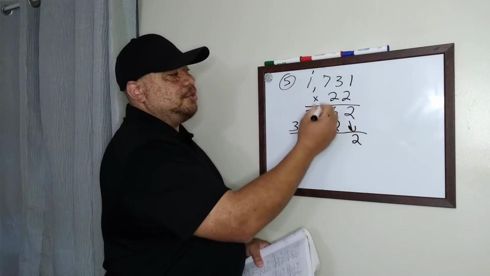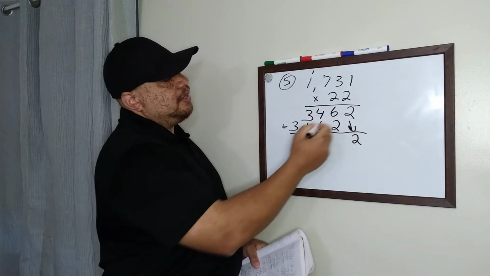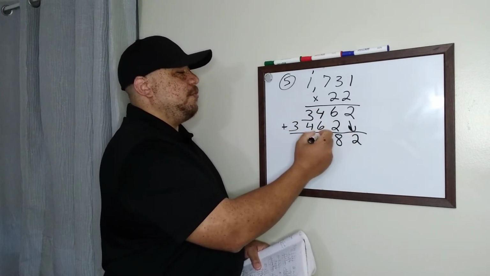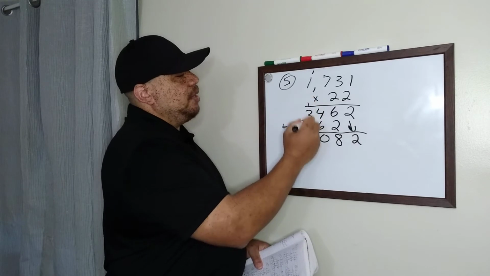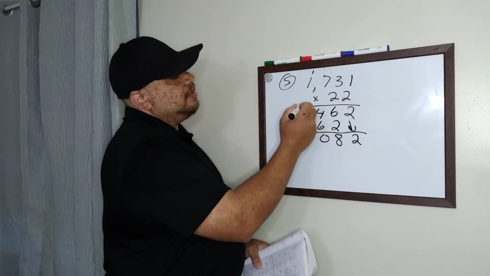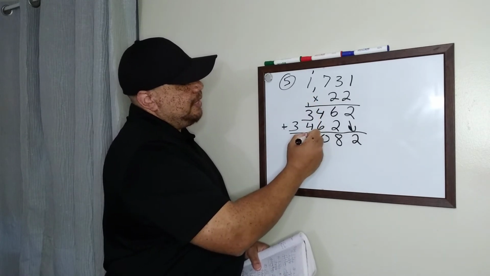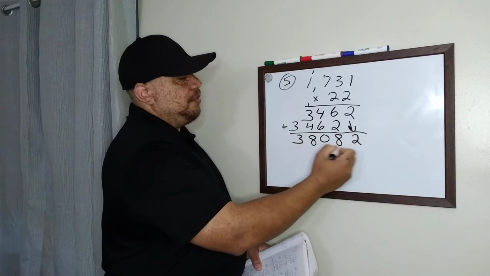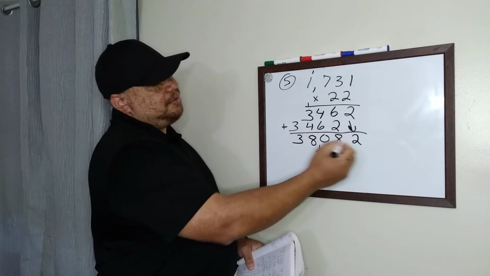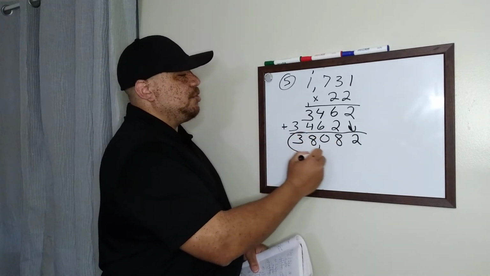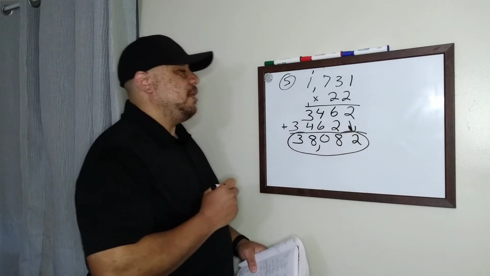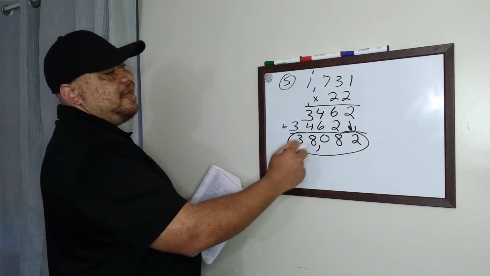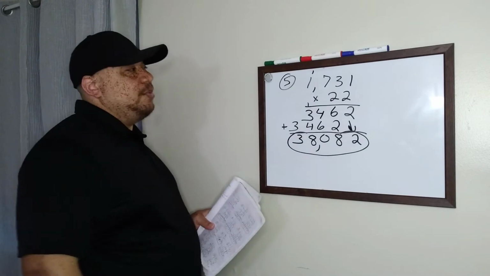2, and then we just do our addition here. Don't forget to add. 6 plus 2 is 8. 6 plus 4 is 10. Carry the 1. 4 plus 3, 7 plus 1 is 8. And then we just drop the 3 down. And don't forget, we put our comma there 3 digits over, and we circle it for our final answer. So it is 38,082. That's how we would say that.